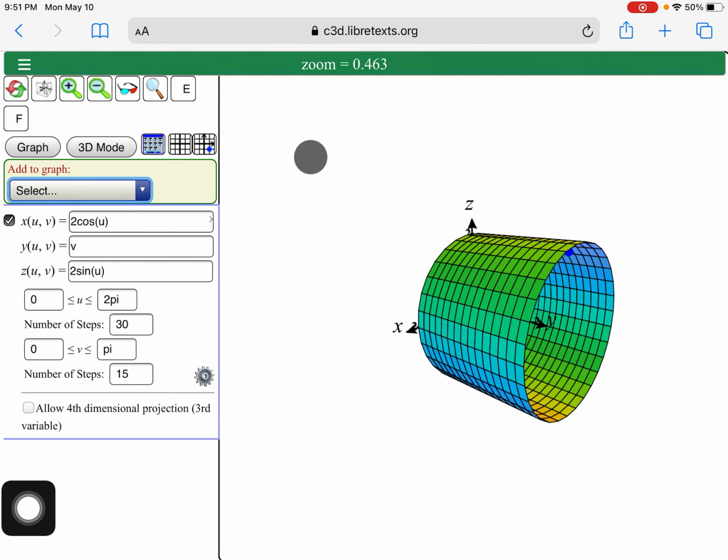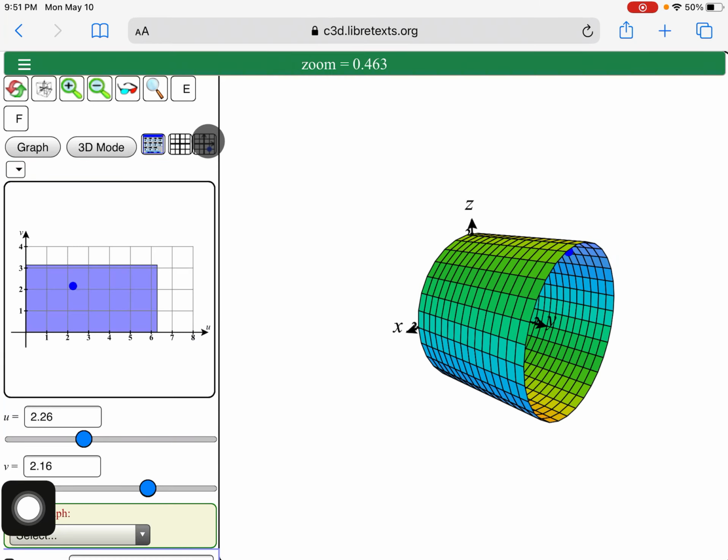But what I wanted to show you here is now, if we turn on the UV graph, you see u and v here. This is the domain. And again, we're going from 0 to 2 pi. We're only looking at a little slice in v, only from 0 to 3. And what I'm going to do now is show you, as we move around, how this generates these grid curves. So first of all, let's look at the grid curves that we had already generated before.